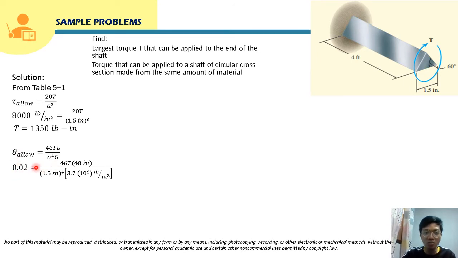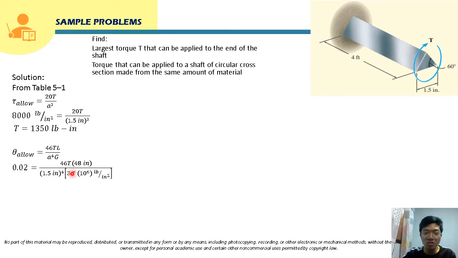The given theta is 0.02, and this will be equal to 46 times T, where T is unknown, and then L, the length of the shaft. In this case, this is 4 feet. Convert it to inches: 4 times 12, so that will become 48 inches. Over A, the side of the triangle, which is 1.5 inches, to the 4th.